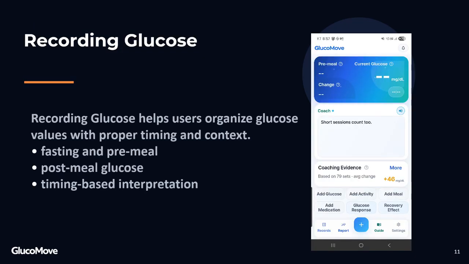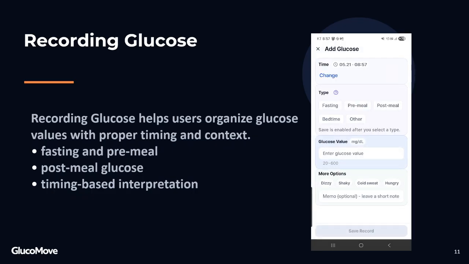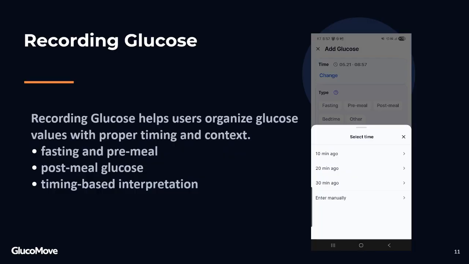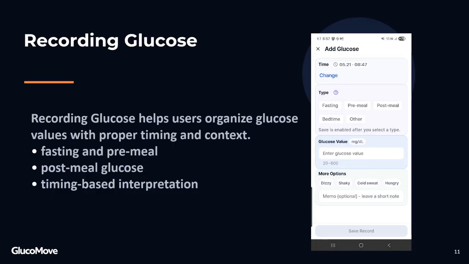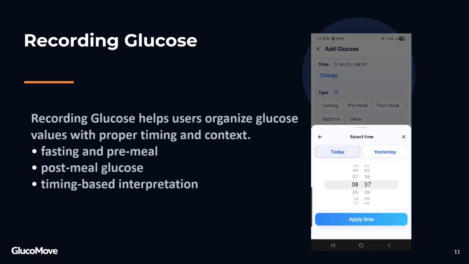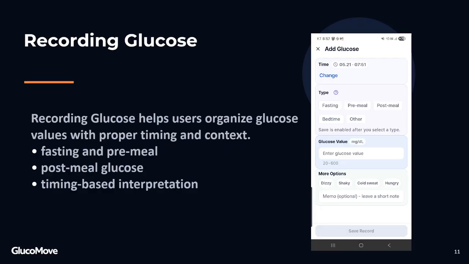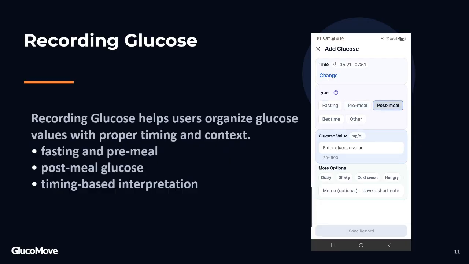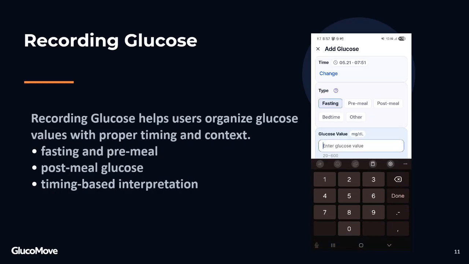Recording glucose is one of the core parts of GlucoMove. However, GlucoMove is designed to emphasize timing and context, not just glucose values themselves. For example, a glucose value measured before a meal, 30 minutes after a meal, or after activity may represent very different physiological situations. This is why GlucoMove encourages users to record glucose together with context whenever possible. Even simple timing information can significantly improve interpretation. As you use the app, you will begin to see how timing changes the meaning of glucose readings.